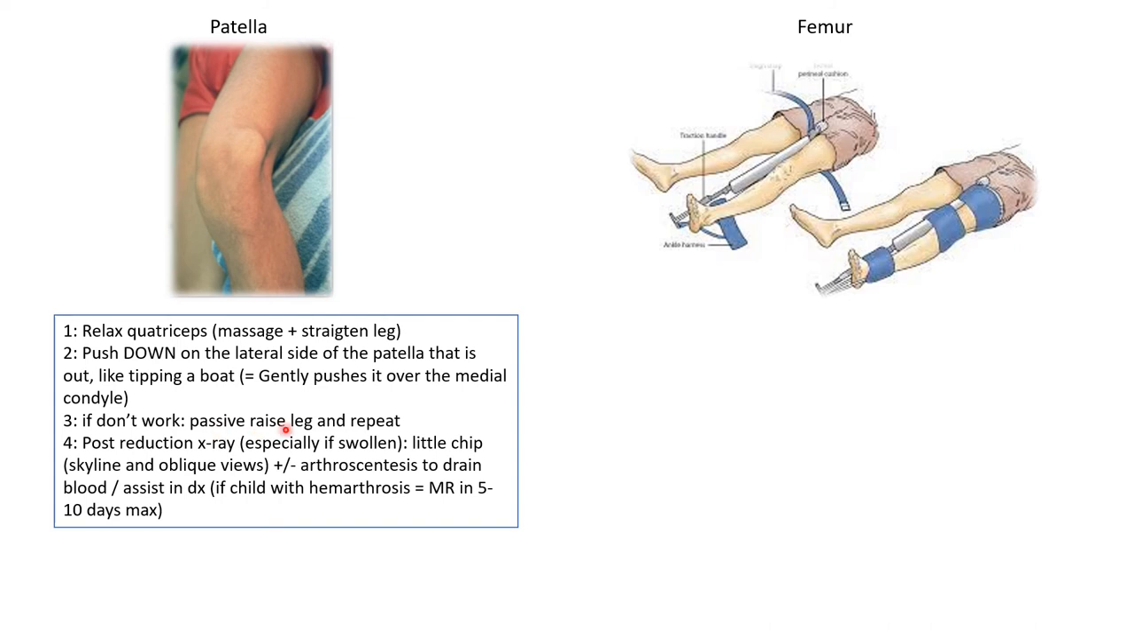If that doesn't work, then you can do it with a passive leg raise and repeat it. It's really important to get an x-ray afterwards, especially in children, because if there's swelling afterwards and you do an arthrocentesis and there's blood, especially if there's blood and fat pearls, then there's a fracture, or there might be some kind of cartilage break off, which is hugely important in children especially. So you need the MRI within a few days to actually fix this. So that's important to keep in mind.